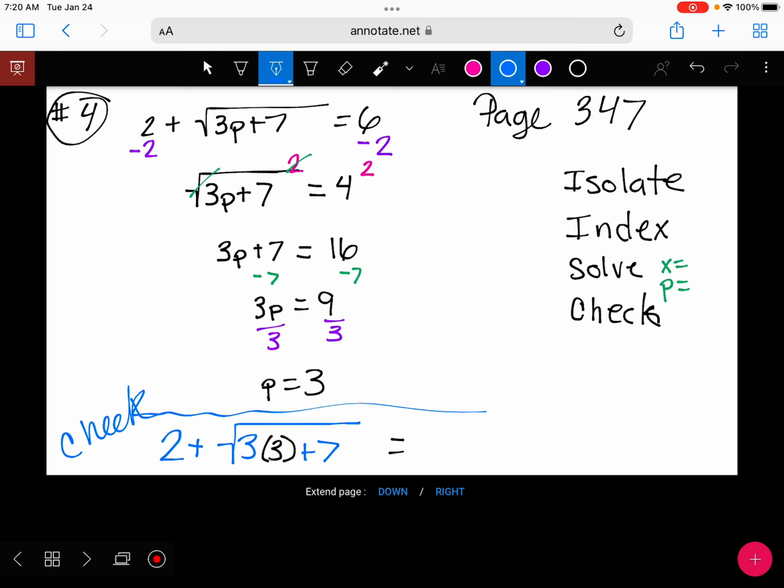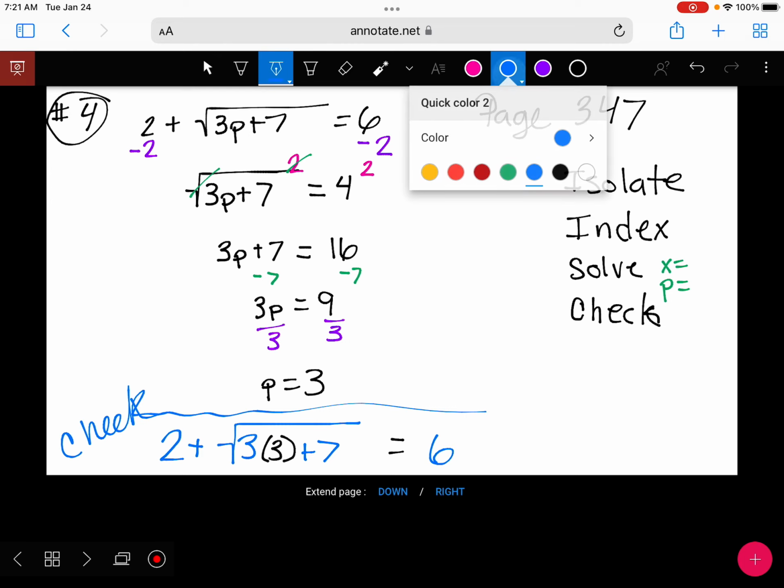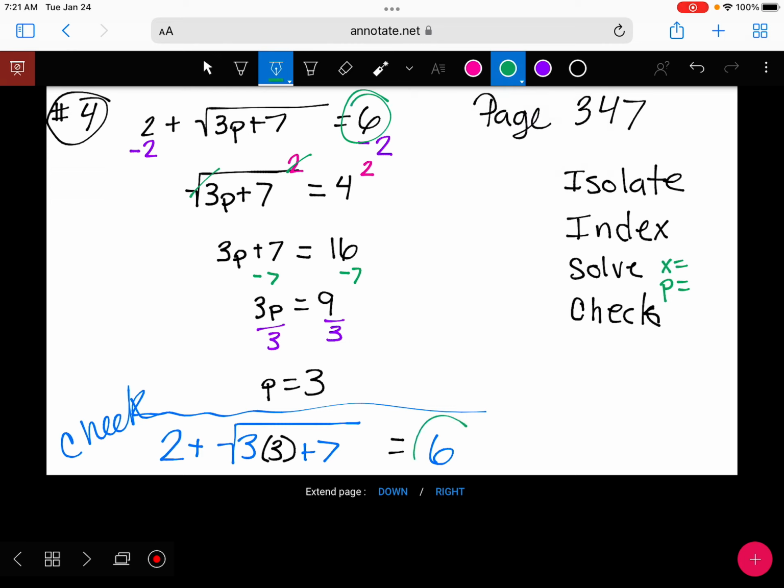You can also do it by hand. 3 times 3 is 9, plus 7 is 16, square root of 16 is 4, 2 plus 4 is 6. And that is in fact what this is supposed to be. Since I had a 6 up here, we have a 6 down here, this is good. We are good and this is valid. It checks. If it is not valid, it is extraneous. Correct. Questions on this one?